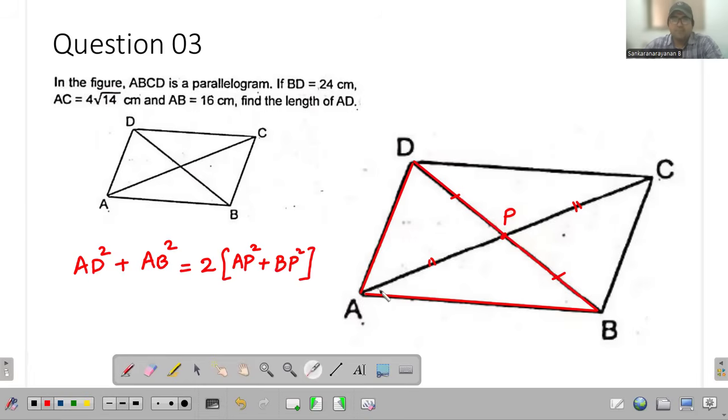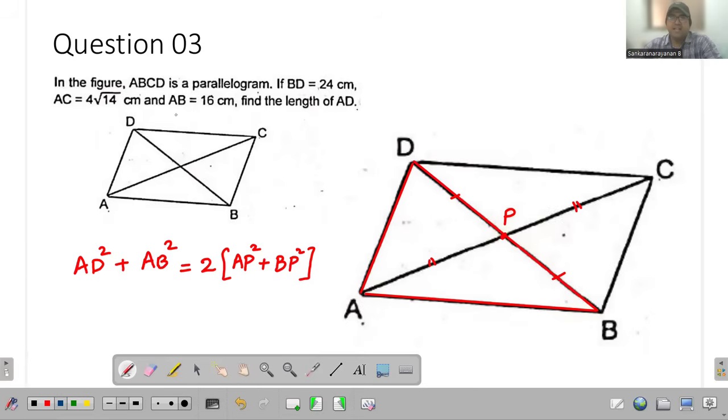Okay. You can see this is a triangle. AP can be considered as the median, because P is the midpoint of BD, and from the midpoint to the opposite vertex I am drawing the median. So we have AD square plus AB square equal to 2 times AP square plus BP square. So this is the guiding equation we are going to use for answering our question.